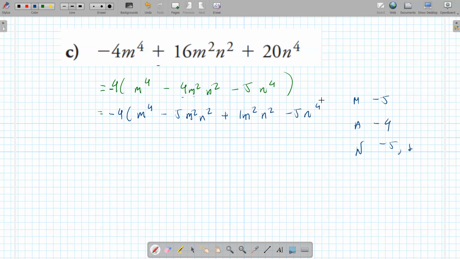And then you're going to factor this by grouping. From the first two terms, what can we pull out? M squared. I'm going to open a different bracket here. What are you left with? You're taking m squared out of m to the fourth, so m squared minus 5n squared. From the next two terms, what can we pull out? N squared. What are you left with?